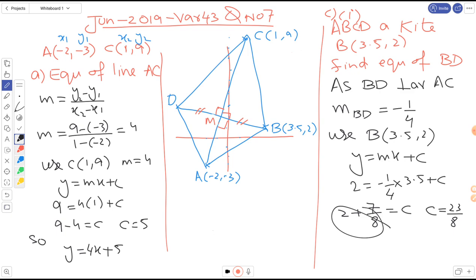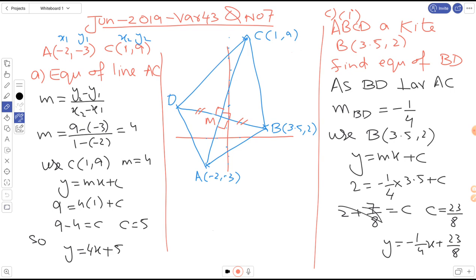So our ultimate answer is y equals mx plus c: y equals -1 by 4 x plus 23 by 8. Alhamdulillah, you can see how we got the answer very easily. Okay, so this part is very clear, and let's complete the rest of the question.